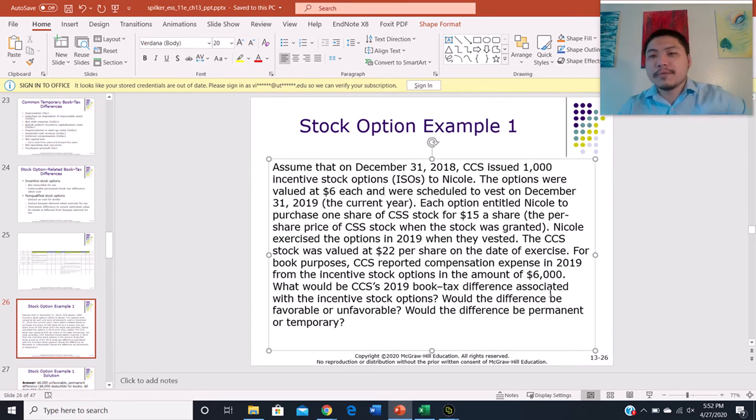So the question asks, what would be CCS's 2019 book tax difference associated with the incentive stock options? Would the difference be favorable or unfavorable? Would the difference be permanent or temporary? Because this is an ISO, the incentive stock option, let's go back to here.